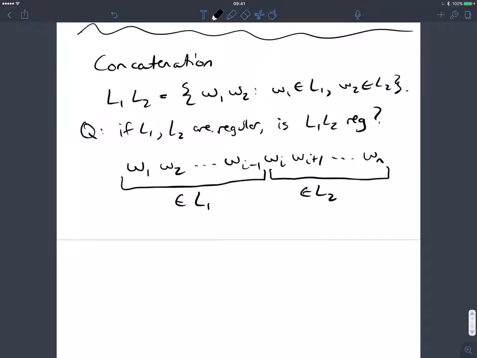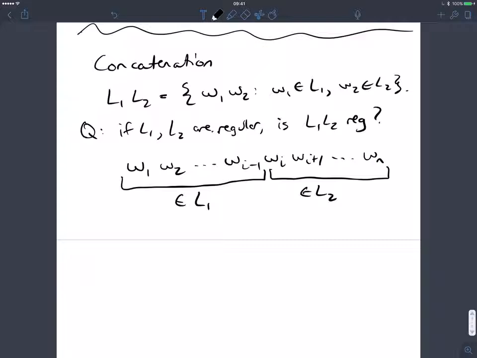But I think there's a problem here. What is the problem? You have no idea what i is. I have no idea where the split is. It's not presented to me on this input. There's no little marker to say, okay, it ended right here. And another thing, there might not even be a split. It might not even belong to the concatenation. How do I know? It seems pretty hard for DFAs to be able to do this.